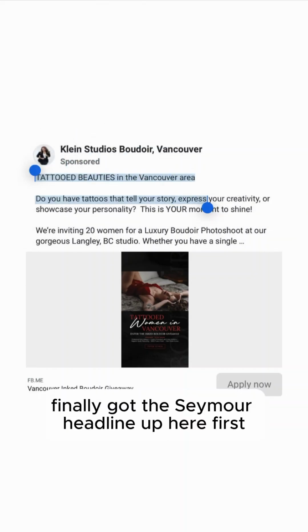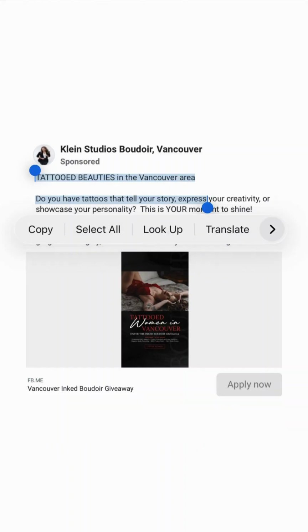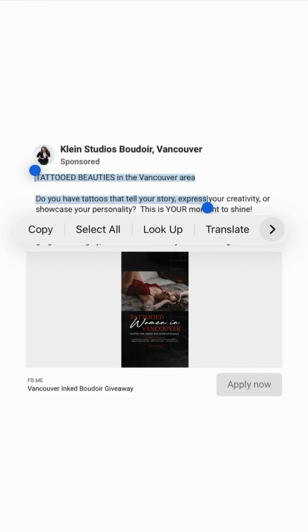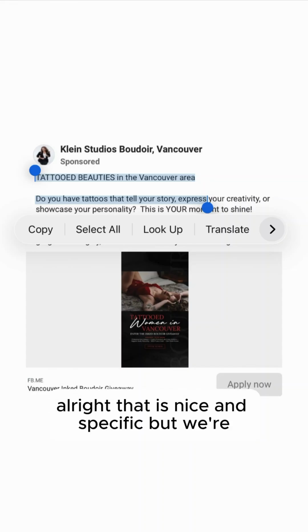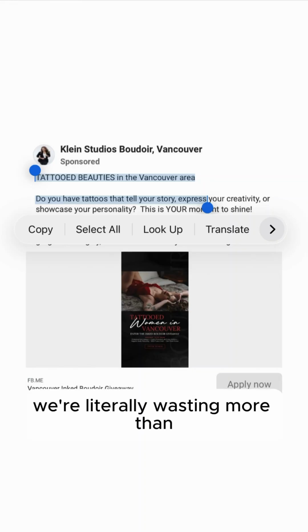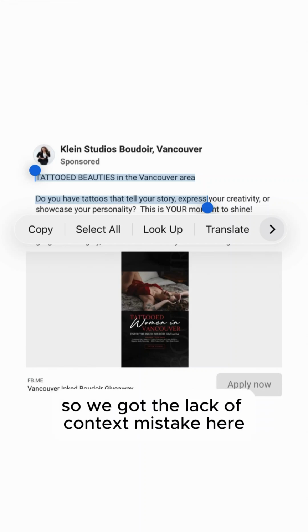Finally, got the See More headline up here. First 2 3/4 lines, Facebook mobile news feed. Tattooed beauties in the Vancouver. Do you have tattoos that tell your story? All right, that is nice and specific, but we're literally wasting more than about half our space here because it's blank. So we got the lack of context mistake here.